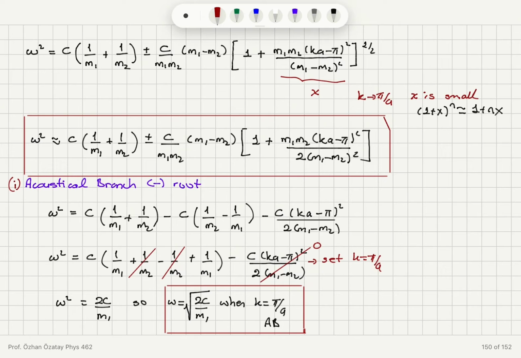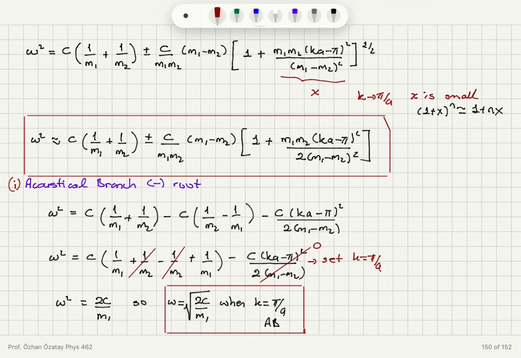So for the acoustical branch, if I take the negative root, I have omega squared equals c times (1 over m1 plus 1 over m2) minus c times m1 over m1 m2, which gives me 1 over m2 minus m2 over m1 m2, which gives me 1 over m1. I distribute this into the parentheses, so it's the first term, and in the second term I will have (m1 minus m2) squared, getting rid of the m1 minus m2. The m1 m2s will cancel, so I will obtain minus c (ka minus pi) squared divided by 2 (m1 minus m2).